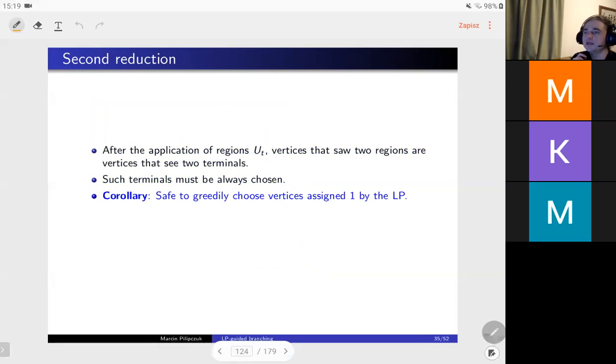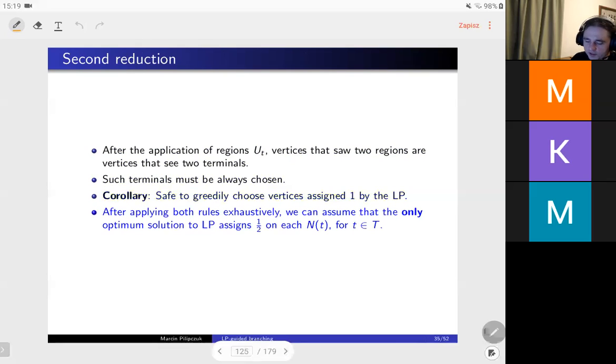So after you contract, what you are already doing is contracting the zero regions. Then the vertices where the LP put ones will be vertices neighboring two terminals, because these two zero regions that are neighboring will be contracted onto the terminal. So the vertices that got one in the LP become vertices that neighbor two terminals, and you can delete them.